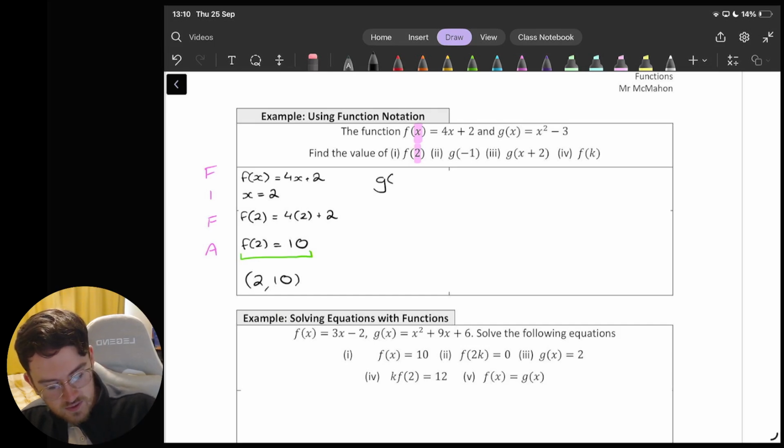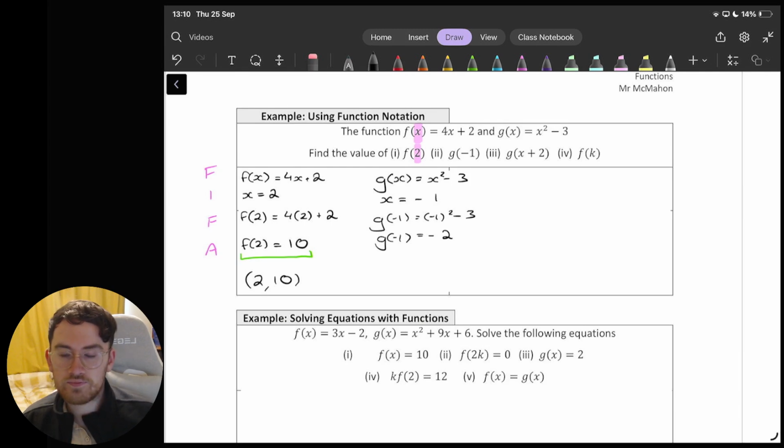So this time, different function. We're looking with g of x this time, which is x squared minus 3. What they've told me this time is they've told me x is minus 1. So we're looking at g of minus 1, which is minus 1 squared minus 3, which is going to give me an answer of g of minus 1 is minus 2. Okay, because the minus 1 squared gives you a positive 1, and then 1 minus 3 is minus 2. So same idea again. When an input of minus 1 is put into the function, the output is minus 2.